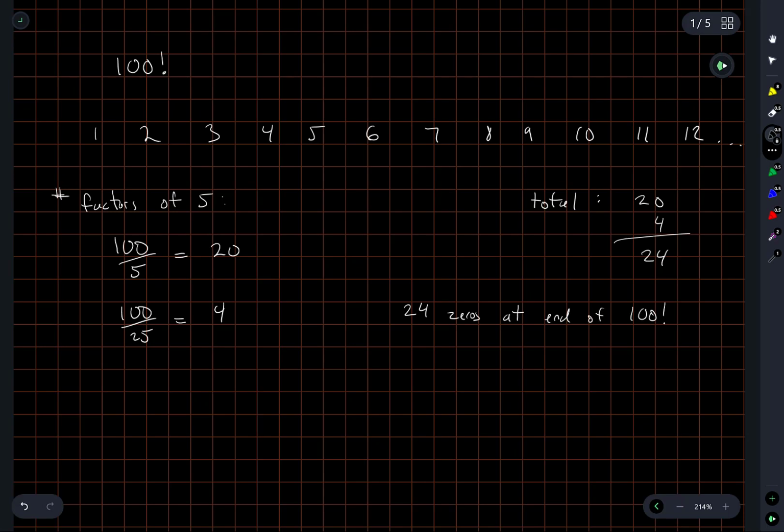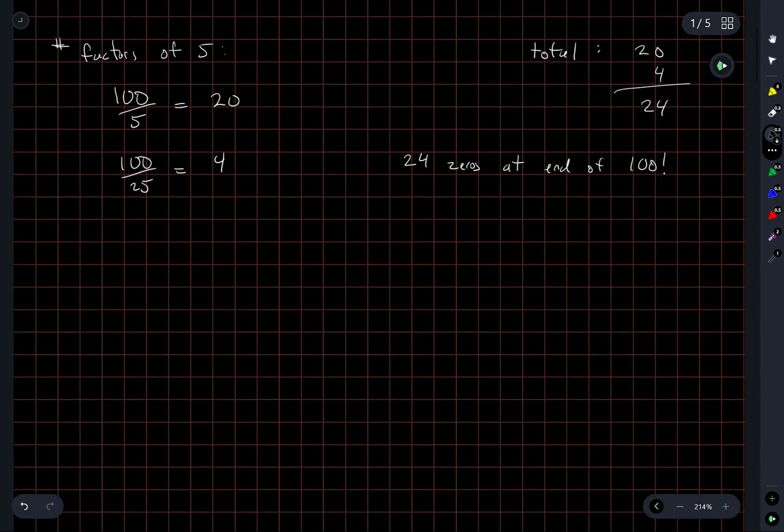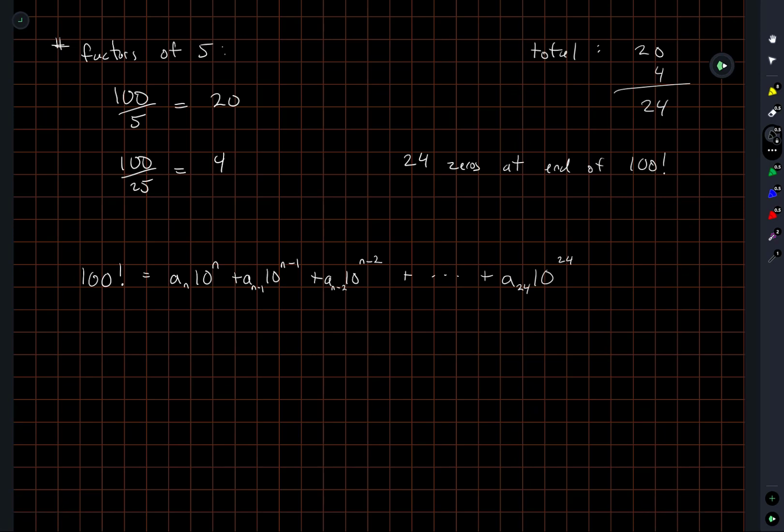How do we find the zeros that are earlier, though? Well, we've seen before that 100 factorial is going to be equal to... Any number in decimal can be written like this, a sum of powers of 10, where these numbers just represent the digits in the number.